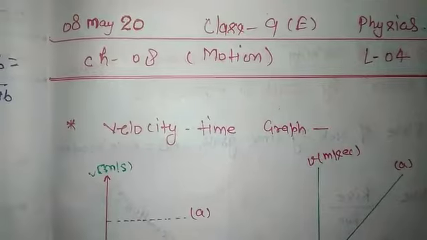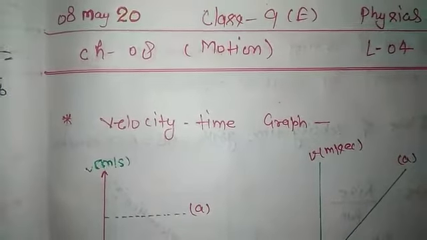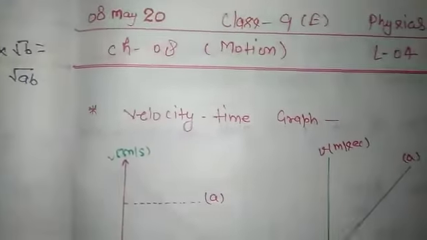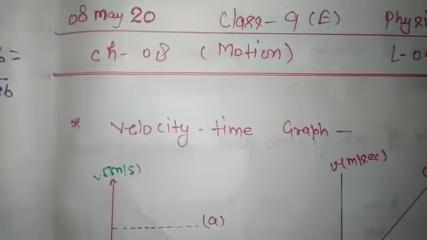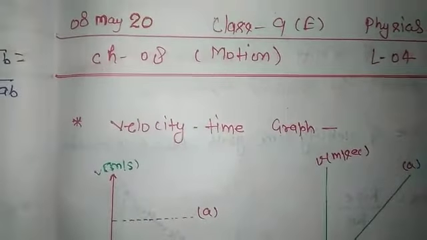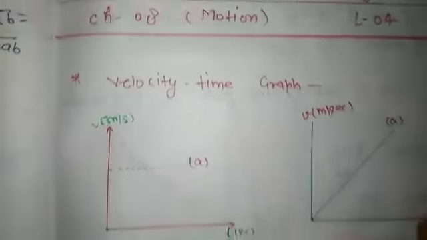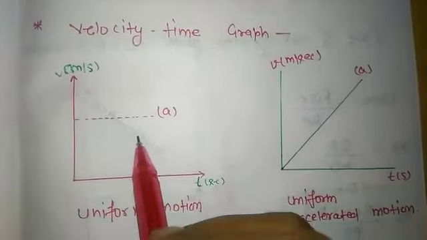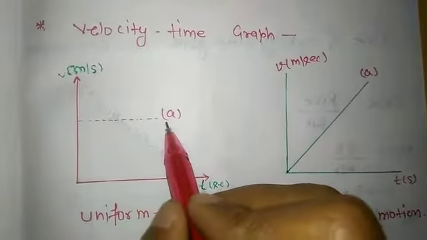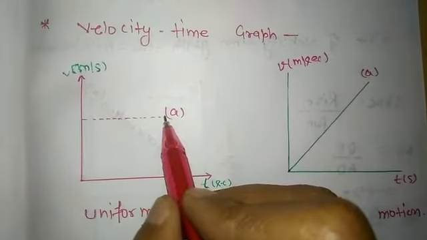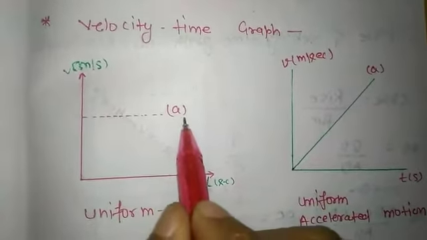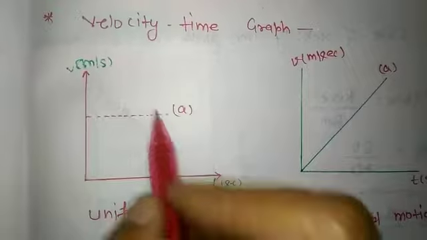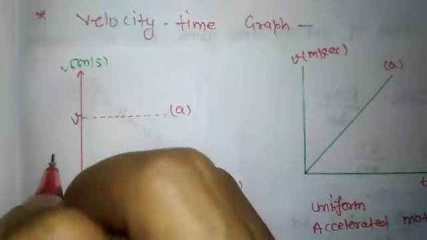In the previous lecture we studied the speed-time graph and distance-time graph, but in this lecture we study the velocity-time graph. The graph of velocity versus time for uniform motion is this. In this graph, acceleration is uniform, so the speed or velocity of the object remains constant. This is their velocity.